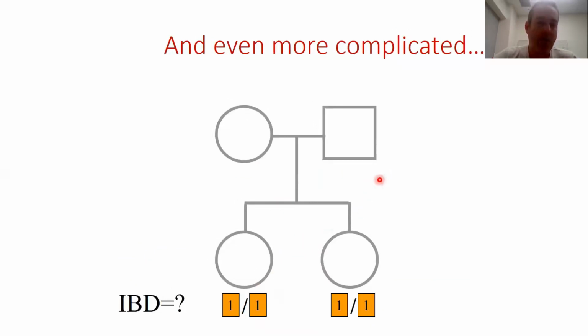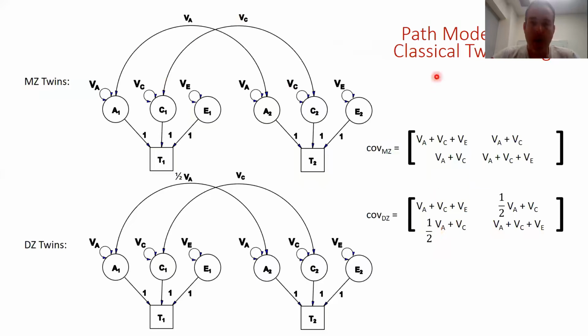And things get even more complicated when you don't have the parental genotypes to help you work out the IBD status. In this particular example, whether they're IBD 0, 1, or 2 would actually depend upon the frequency of the 1 allele in the population. Fortunately, there are various algorithms that will allow you to calculate IBD, both at a single genetic locus and across the genome as well. Okay, so that's a whirlwind tour of IBD.